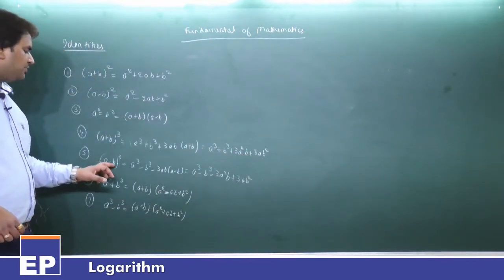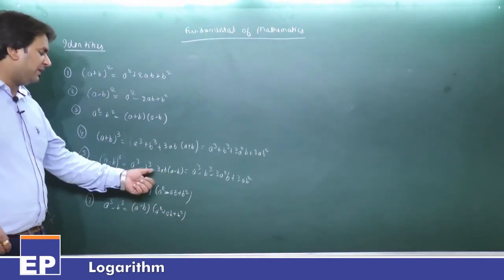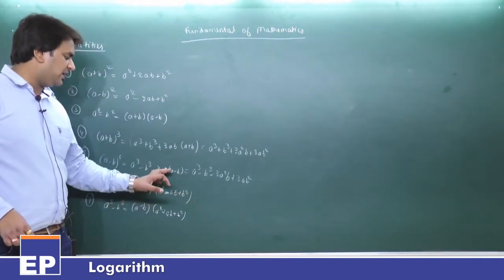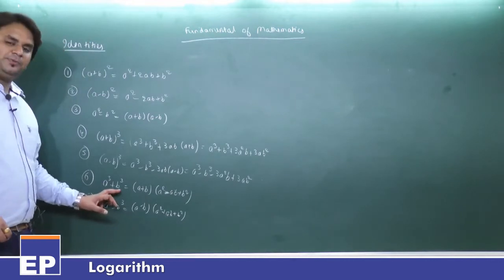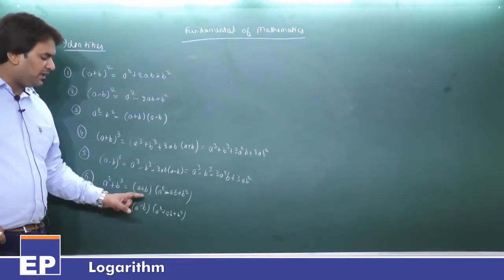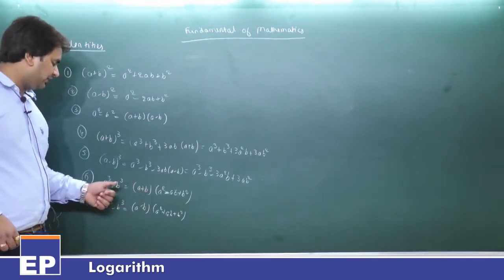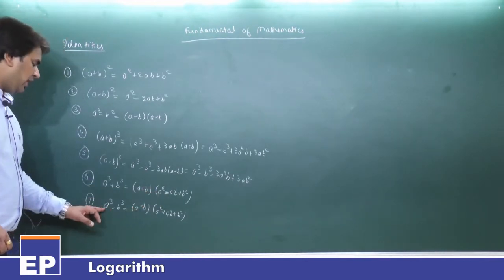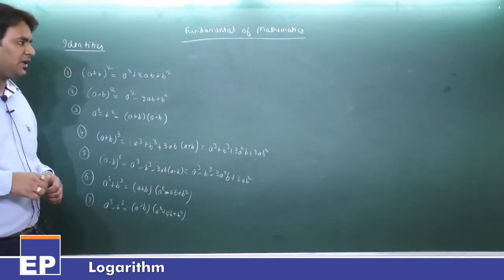Now (a minus b) whole cube is equal to a cube minus b cube minus 3ab into (a minus b). We multiply minus 3ab with a, it becomes minus 3a square b, and minus minus is plus, so it becomes 3ab square. So a cube plus b cube will be equal to (a plus b) into (a square minus ab plus b square). Please don't get confused with the sign. The sign pattern is plus minus plus: a plus b, and here minus will come. And a cube minus b cube becomes (a minus b), and all plus will come: a square plus ab plus b square.